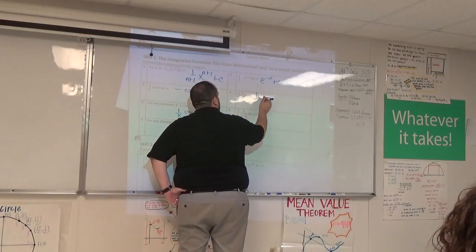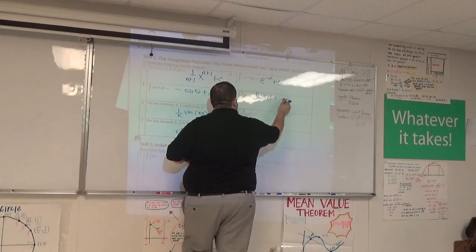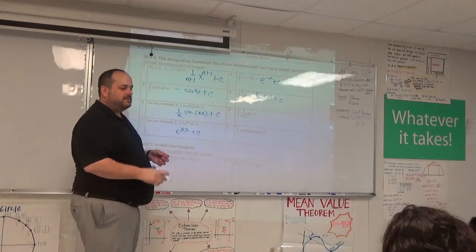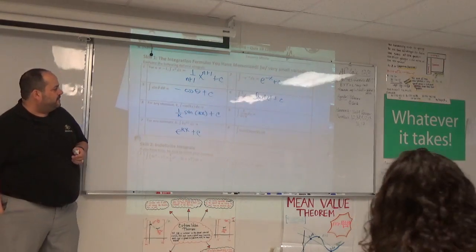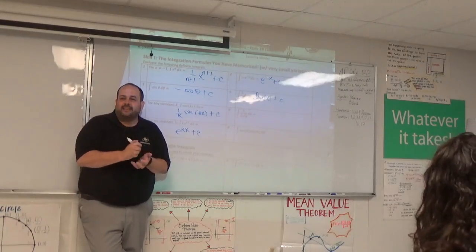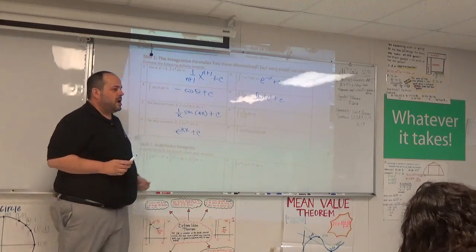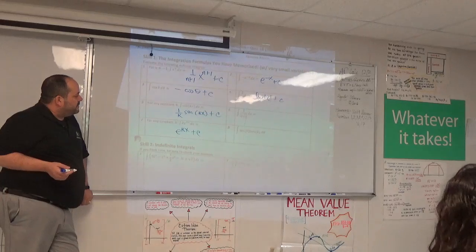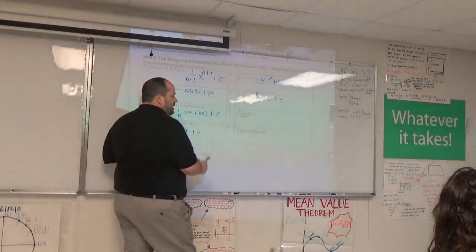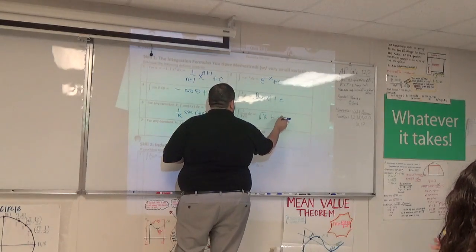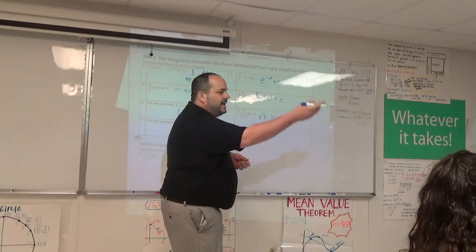Natural log of the absolute value of x plus c. Without the absolute value bars, it's wrong. Celeste, antiderivative of 1 over 2 square roots of x dx. Square root of x plus c.